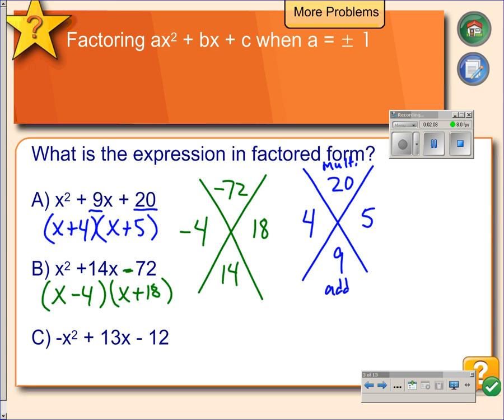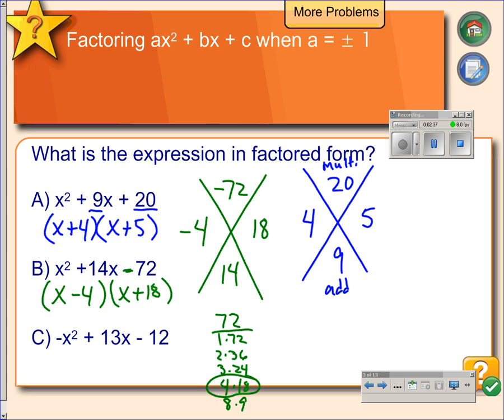If you're not sure what numbers to use, you should make a list for 72. So 1 times 72, 2 times 36, 3 times 24, 4 times 18, and 8 times 9. Once you have your list, from the list you pick the ones that are going to be able to add to make the 14.